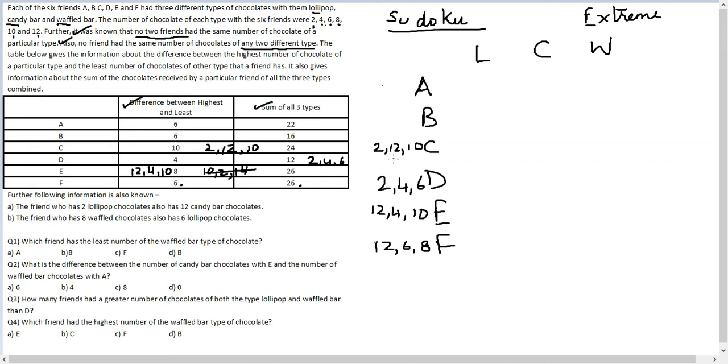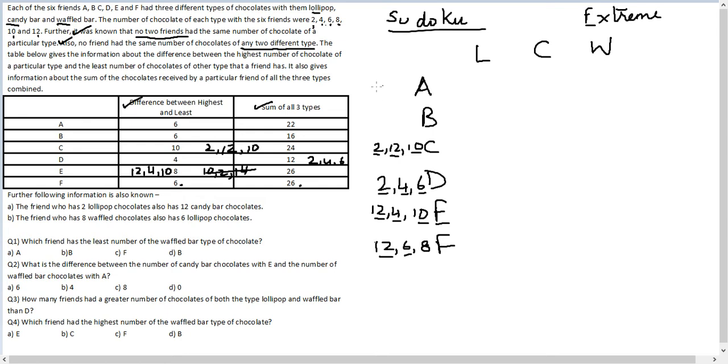Now if you pay attention, all the 12s have been mentioned: 12, 12 and 12. 2s have been mentioned twice. 4s have been mentioned twice. 10s have been mentioned twice, 10 and 10. 6s have been mentioned twice, 6 and 6. But 8s, which should be mentioned thrice, have not been mentioned anywhere at all.